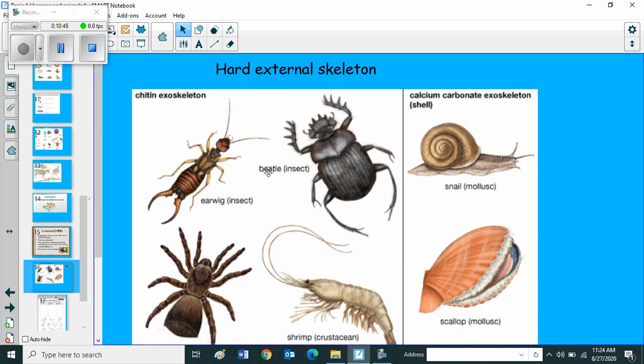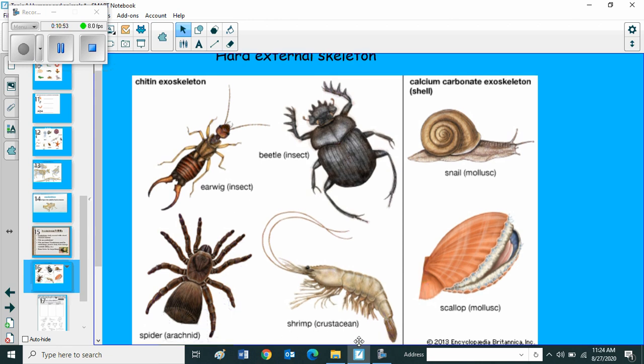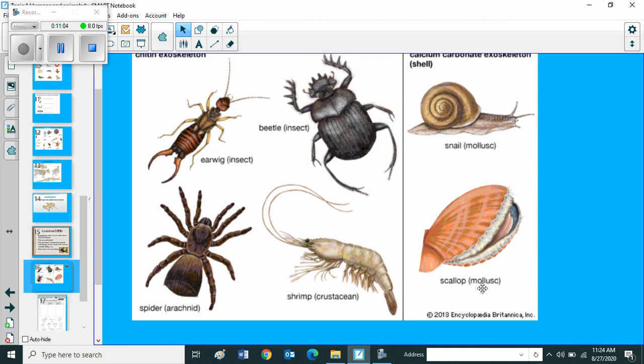Then hard external skeleton. Here you can see beetle, that is an insect. Then earwig, insect; shrimp, crustacean; spider, arachnid. Then calcium carbonate exoskeleton, snail. It comes under mollusk. Then scallop, it also comes under mollusk.